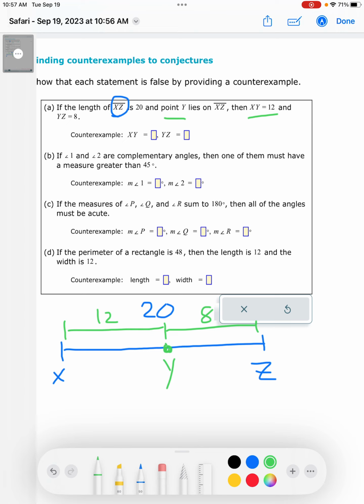So how do we make a counterexample? Well, we're going to use the same idea that we used in our previous assignments. I'm going to take your if statement, the condition. In this case, our if would be if the length of XZ is 20, and there's a point Y that lies on the line. That's our if statement. If I take their if statement and I follow that rule, can I break the second half? Basically, if I follow the beginning, can I rewrite the ending?